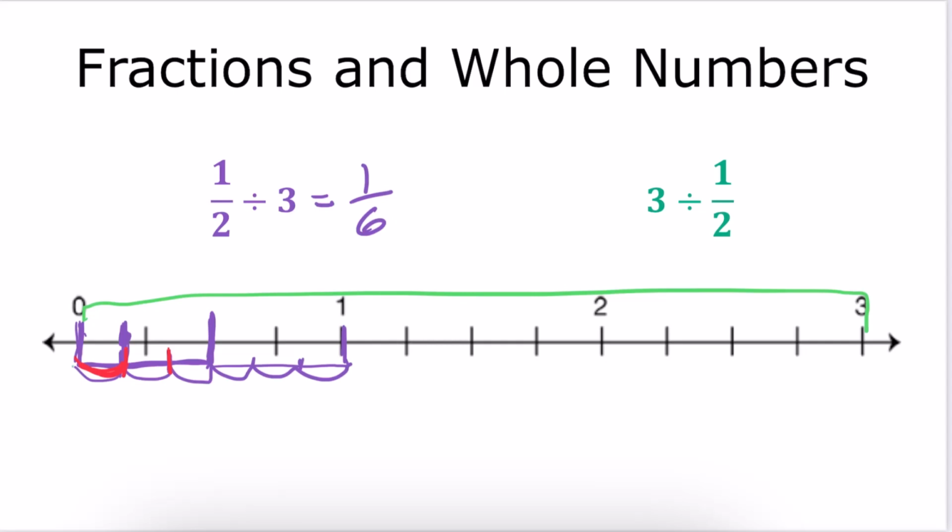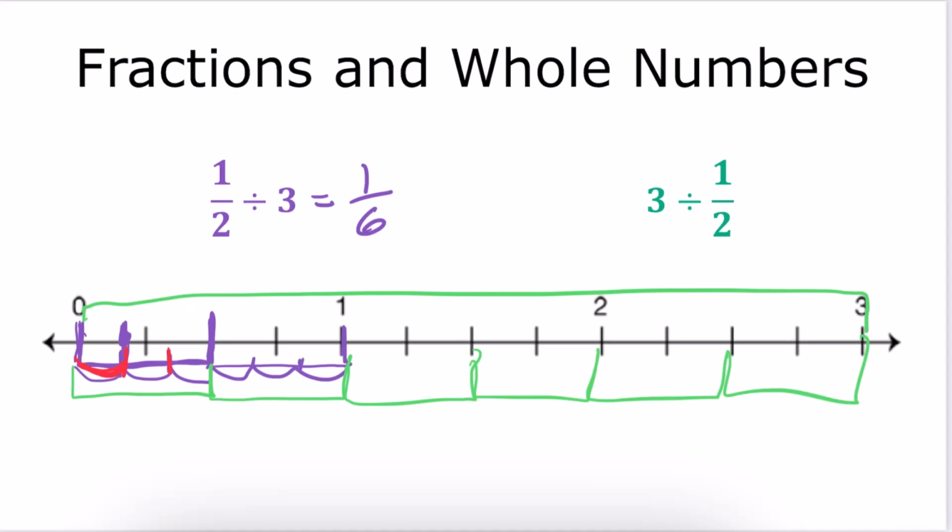So I'd say, okay, I have enough to make one group of 1/2. I have enough to make 2 groups, 3 groups, 4 groups, 5 groups, and 6 groups. And so 3 divided by 1/2 equals 6, because if I take the distance 3 and I divide it up into groups of size 1/2, I have 6 groups altogether. And that's the way that you can think about dividing by a fraction using measurement division.